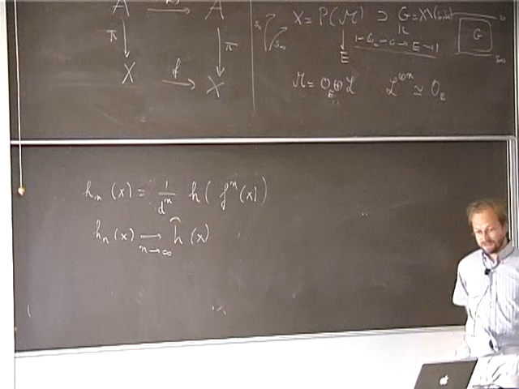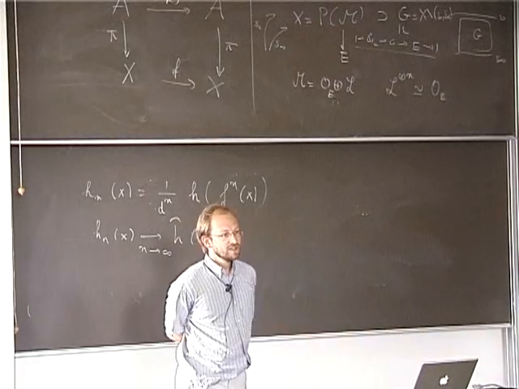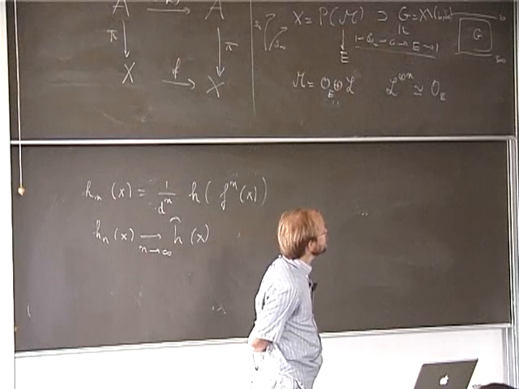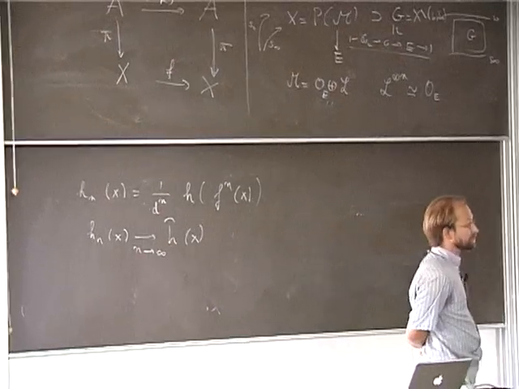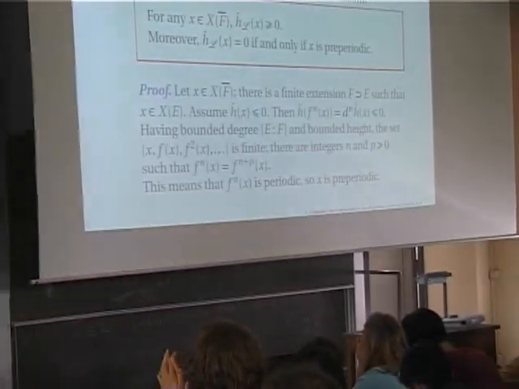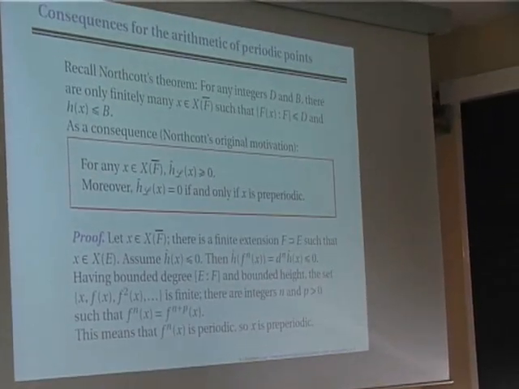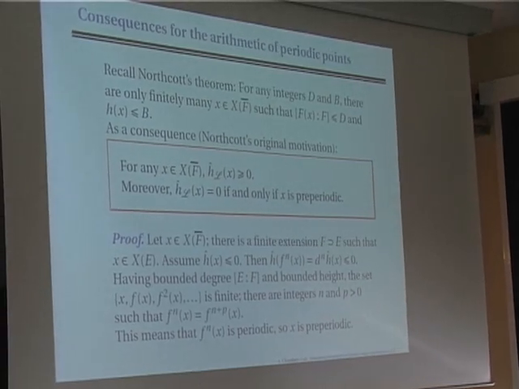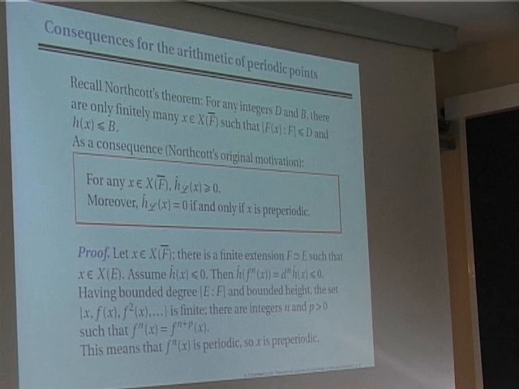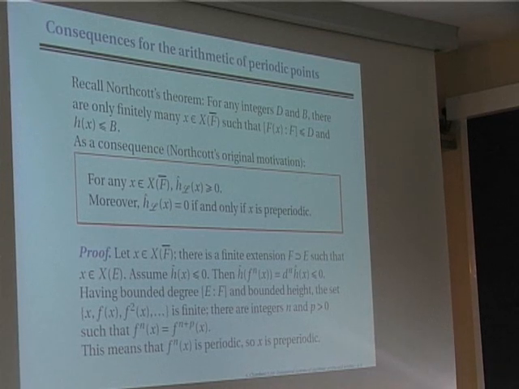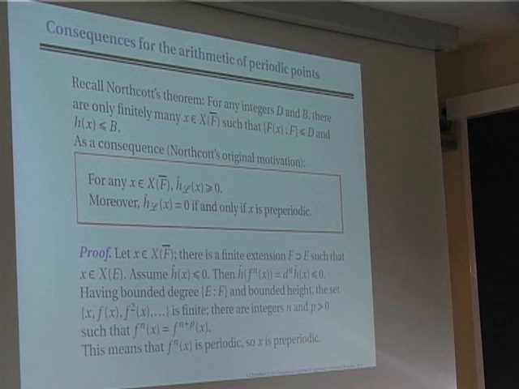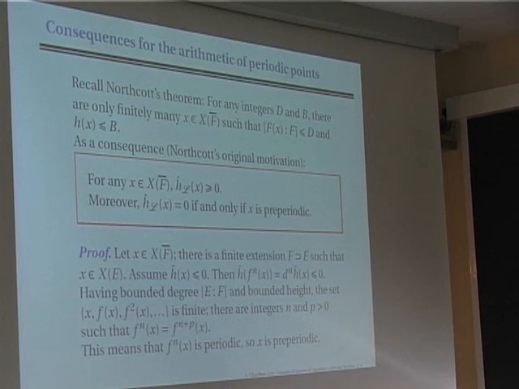So I want to discuss some consequences of this canonical height concerning periodic points on dynamical systems. The major virtue of height is given by what is called Northcott's theorem nowadays, meaning that there are only finitely many points of bounded height and bounded degree. So for any integers d and b, there are only finitely many points x such that the field of definition of x has degree less than d, and the height of x is less than b.